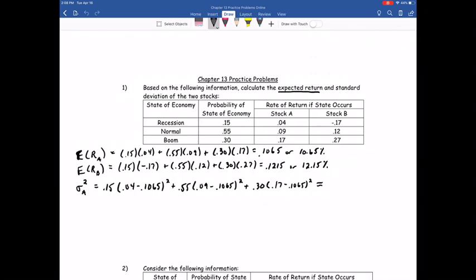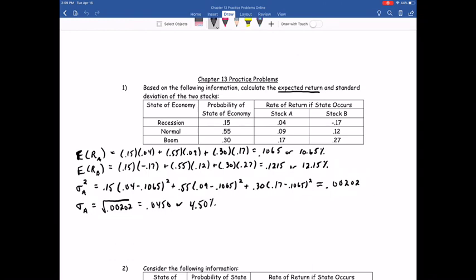So when I go ahead and calculate this variance, I get a value of 0.00202. If you remember from the last chapter, variance does not have any units attached to it, and so then when I find the standard deviation, which is represented by sigma of stock A, I just take the square root of the variance of 0.00202, and so the standard deviation would end up being 0.0450 or 4.50%.